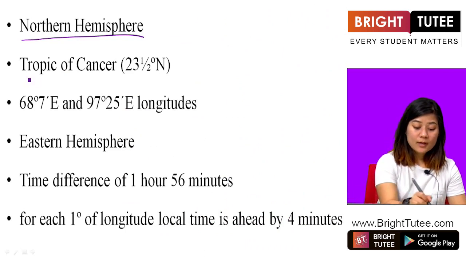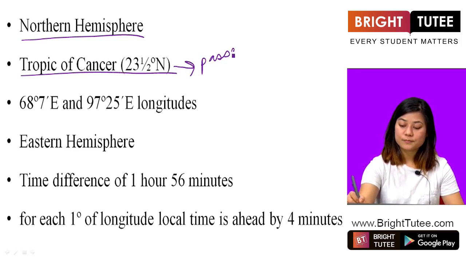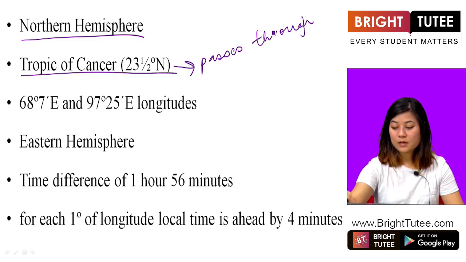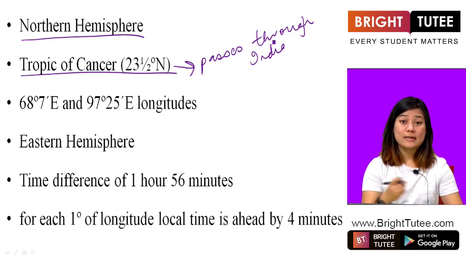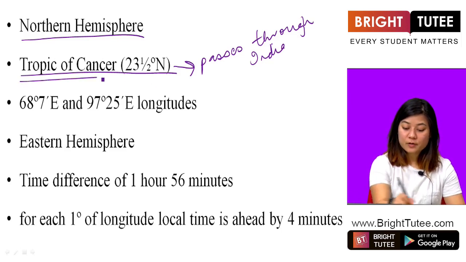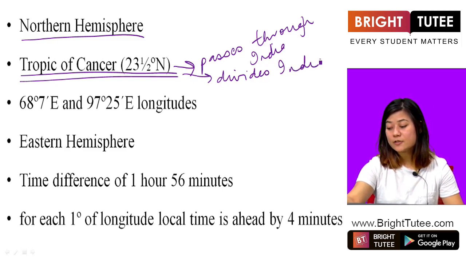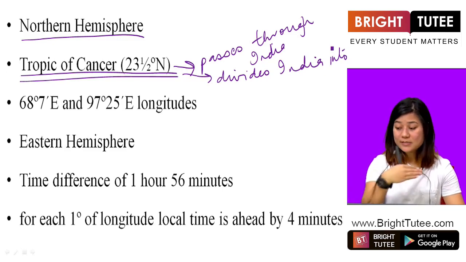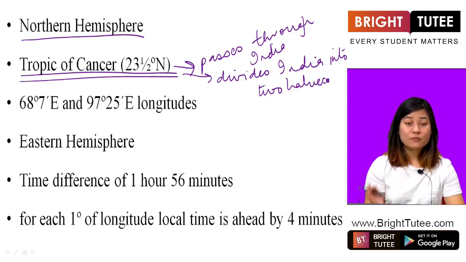Now there is the Tropic of Cancer, which passes through India. In the map later on we will see the Tropic of Cancer as well as the equator and the Tropic of Capricorn, all these latitudes which pass through India. The Tropic of Cancer also sort of divides India into two halves because it passes through it. Okay, now that was latitude.